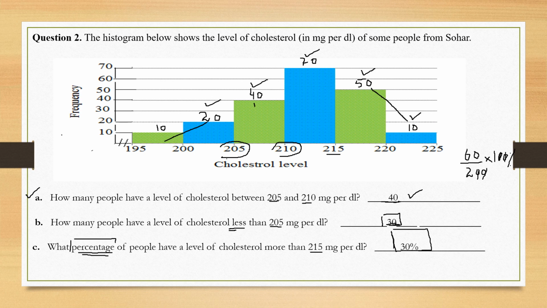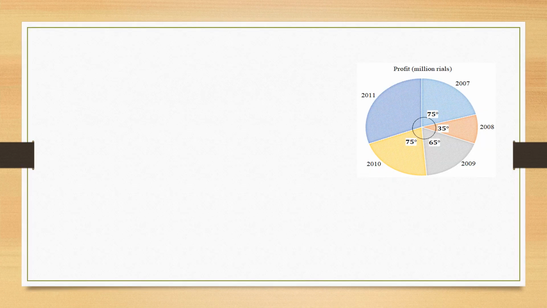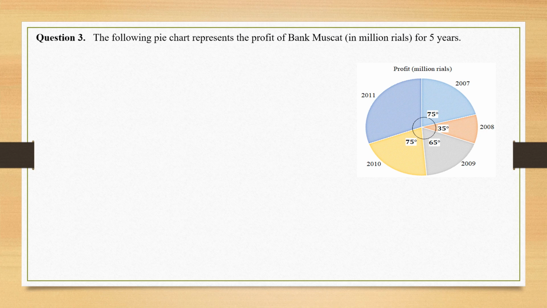Okay dear student, right now we are going to discuss this pie chart. Look at the pie chart. The following pie chart represents the profit of Bank Muscat in millions real for 5 years. So we need to find out the profit of Bank Muscat.